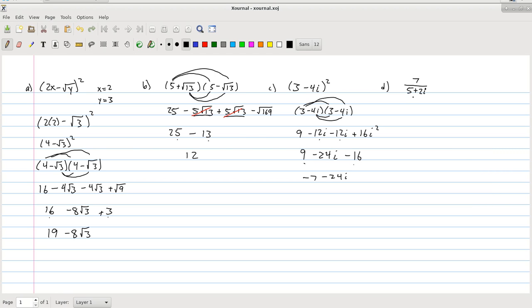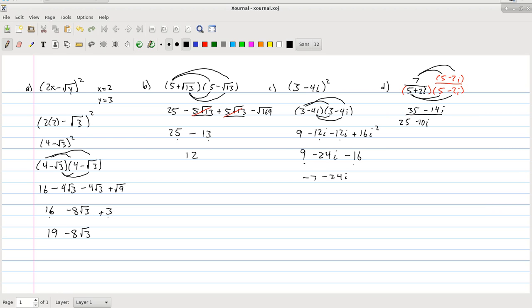Part D, 7 over 5 plus 2i. I see we have 2 terms in the denominator, so just like with radicals, we need to multiply this by its conjugate. We're going to multiply numerator and denominator both by 5 minus 2i. When we distribute through on top, 7 times 5 is 35. 7 times minus 2i is minus 14i. Now we distribute through the denominator. 5 times 5 is 25. 5 times negative 2i is negative 10i.